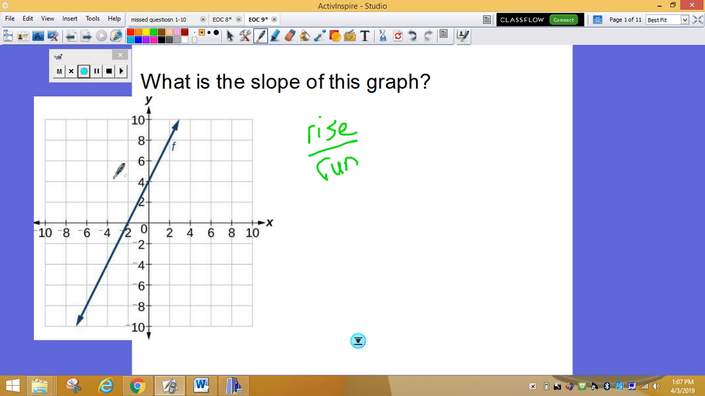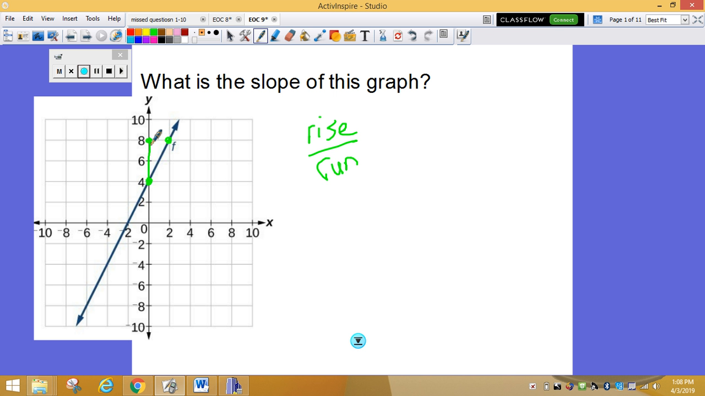So we just need to pick 2 points that this graph goes through. I like intercepts if they have them. So it definitely crosses there at 4. I'm going to pick this one at 8. So let's do rise over run. Now, you can't just count tick marks. Let's count. I'm going from 4 to 8.